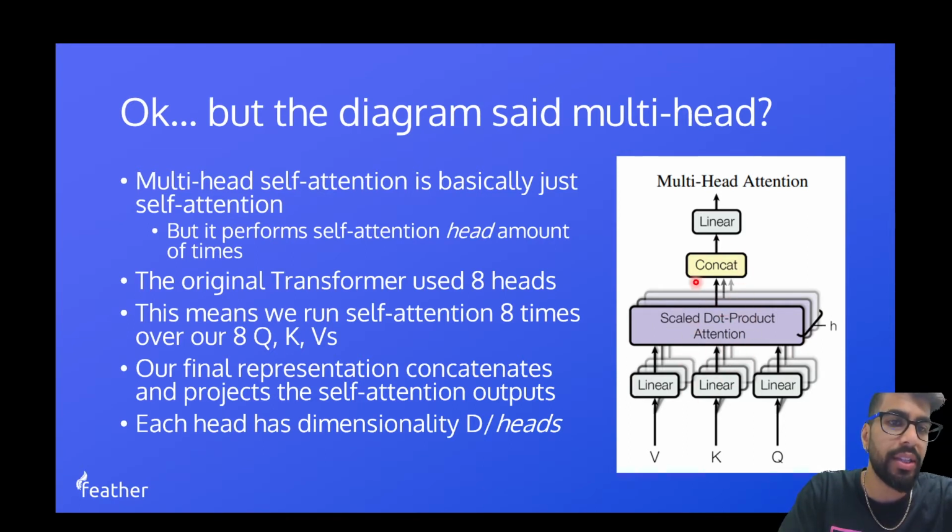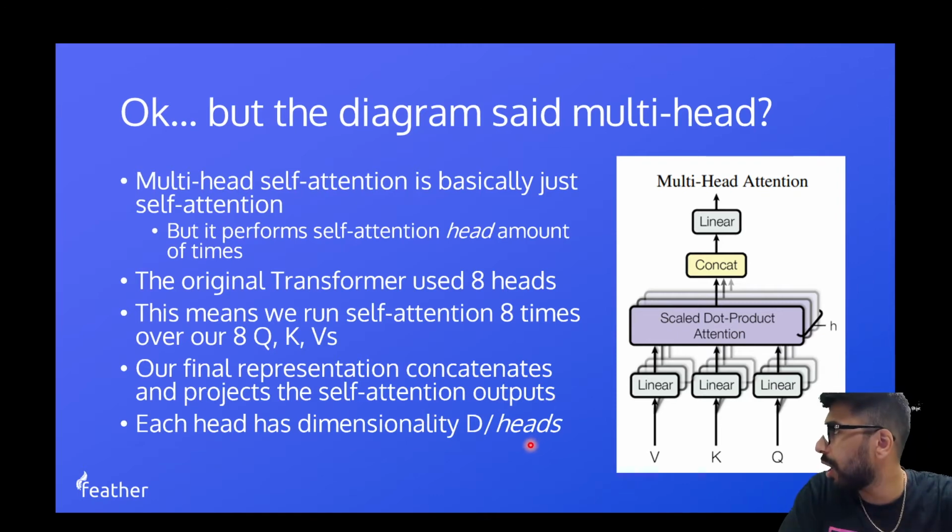Then we'll concatenate all those head outputs together, and we'll have one linear projection, which will give us our Z, our final multi-head attention representation. Now, each head has dimensionality of D divided by the number of heads. So D will be our model dimensionality. Let's say our model dimensionality hypothetically is 1024, and we have 8 heads.